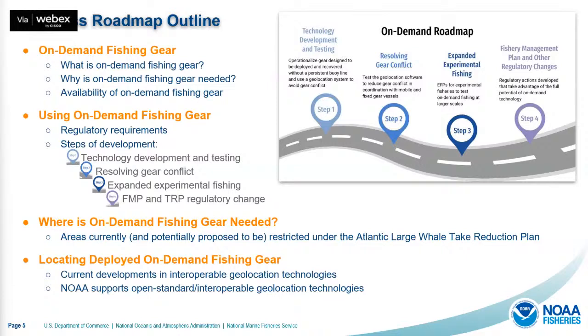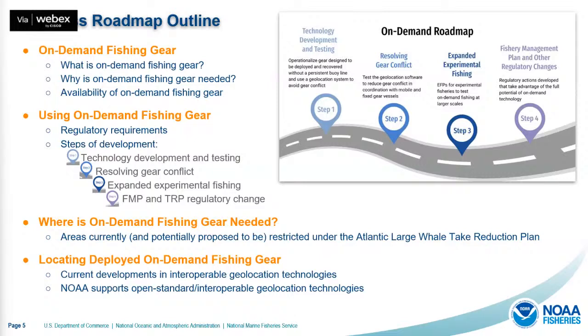We review where on-demand fishing gear is needed, highlighting that under the take reduction plan right now, there are currently restricted areas up and down the coast in certain times of the year where the density of right whales is especially high.